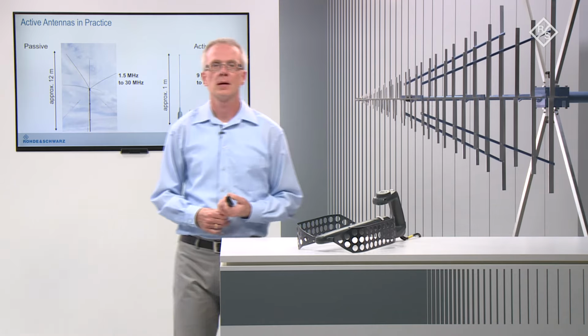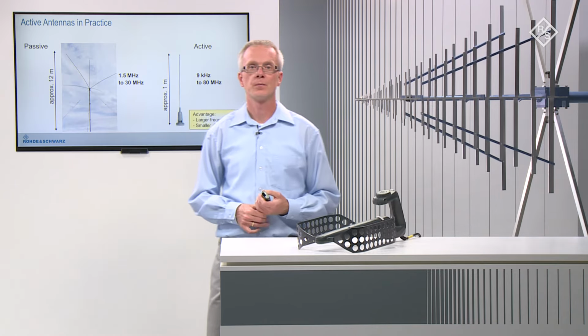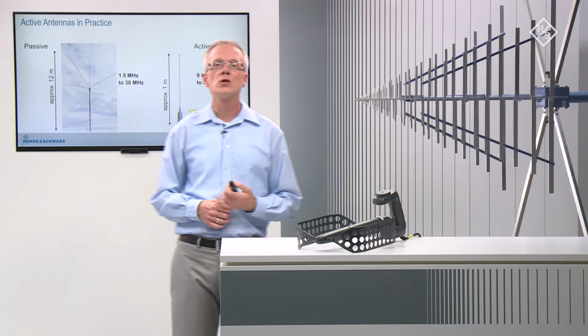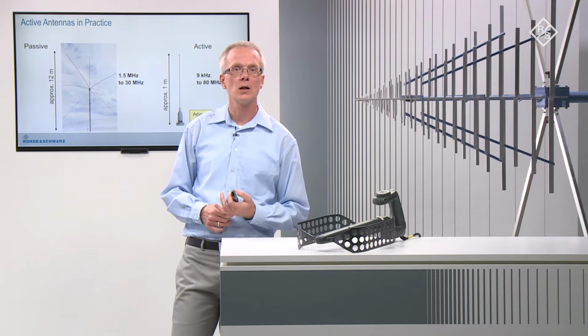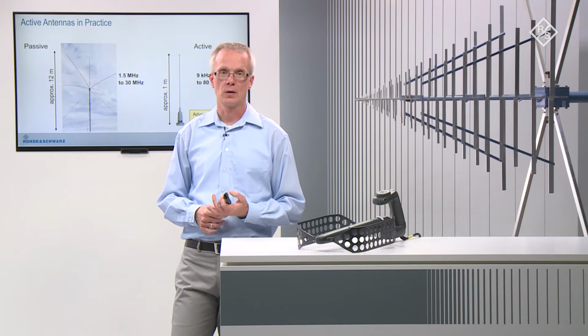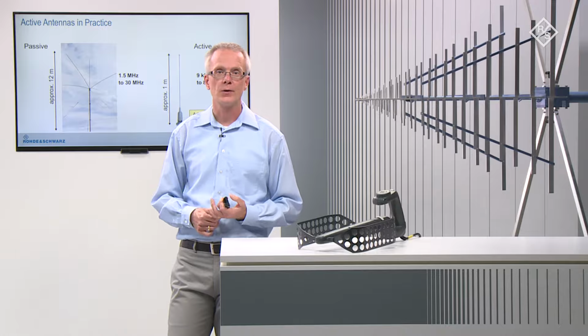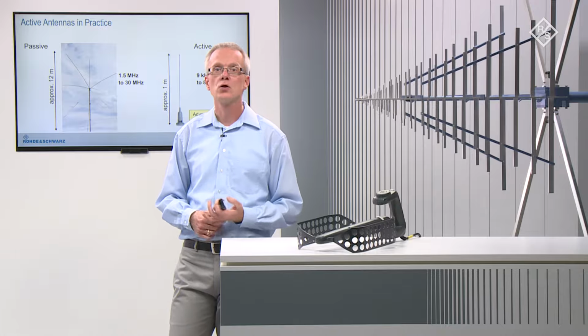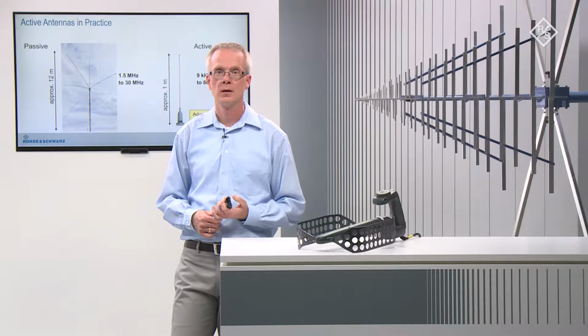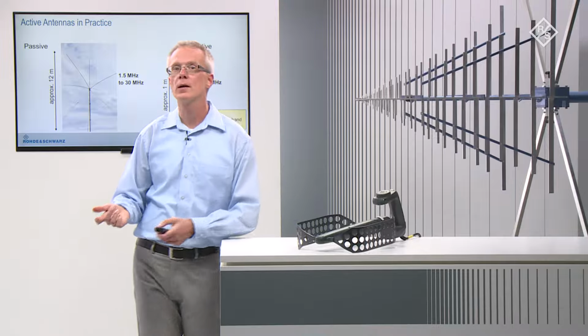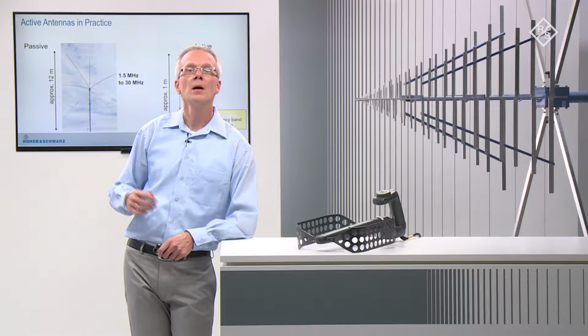Active antennas have many advantages in practice. First, the radiation pattern will not vary very much over the frequency range, because the length of the radiators is electrically short and usually stays below half a wavelength. We have seen the effects of longer radiators on the radiation pattern earlier.